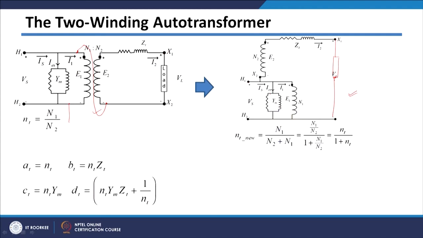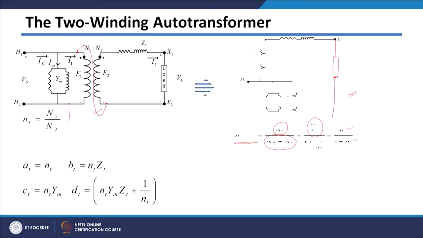So, in that case your primary turns are N1 and secondary turns are actually N1 plus N2. So, I can just divide denominator and numerator by N2. So, this will become your turns ratio NT of the same transformer having two winding configuration, and this will become 1 plus NT. So, this is my new turns ratio if you connect the same two winding transformer into auto transformer configuration.